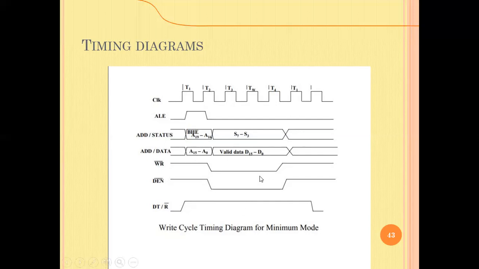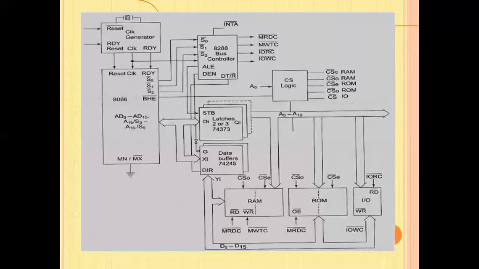The remaining are the same. I hope you understood this. So these are the system timing diagrams in minimum mode. Let us go to the maximum mode. So this is the maximum mode system diagram.